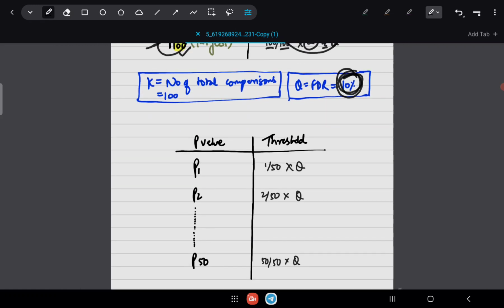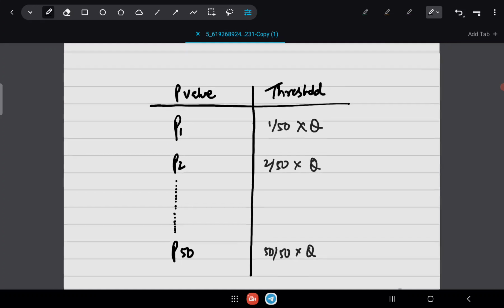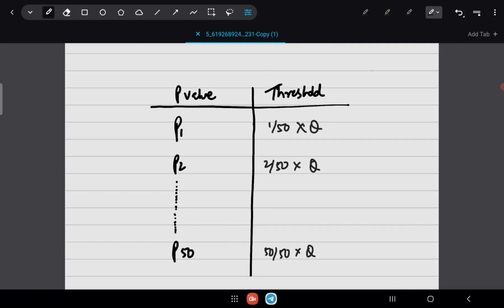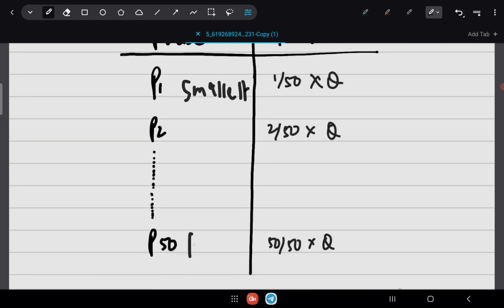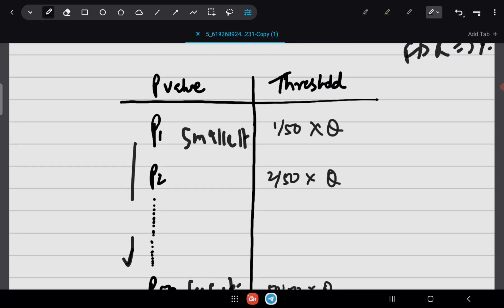Okay, one more example we can take. Let's say we are doing 50 comparisons and I want to set FDR at maybe 5% this time. So how can I calculate? First I will calculate the p-values and arrange them from smallest to largest. So this will be my smallest p-value and this will be the largest p-value. Then I will calculate the threshold for each of these p-values.